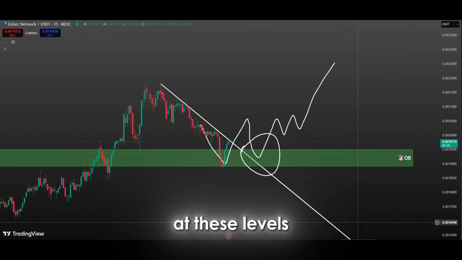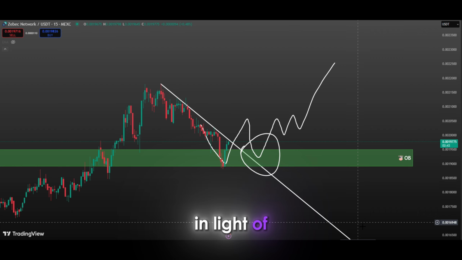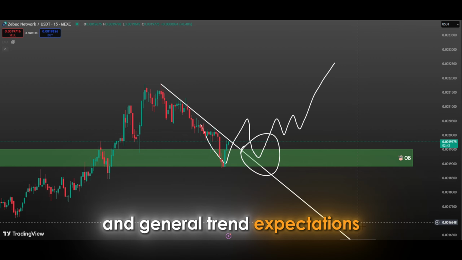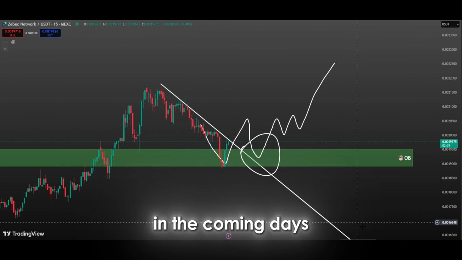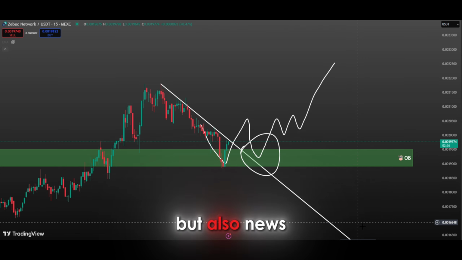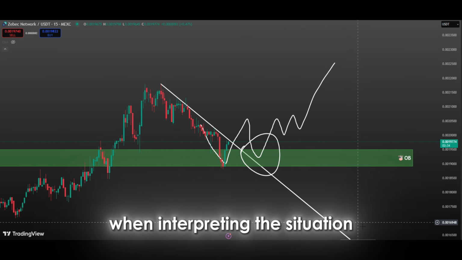The price reaction at these levels clearly reveals how market participants are positioning themselves in light of current macroeconomic conditions and general trend expectations. Therefore, if the price touches this zone in the coming days, it will be important to consider not only technical signals, but also news flow, global risk appetite, and market sentiment when interpreting the situation.